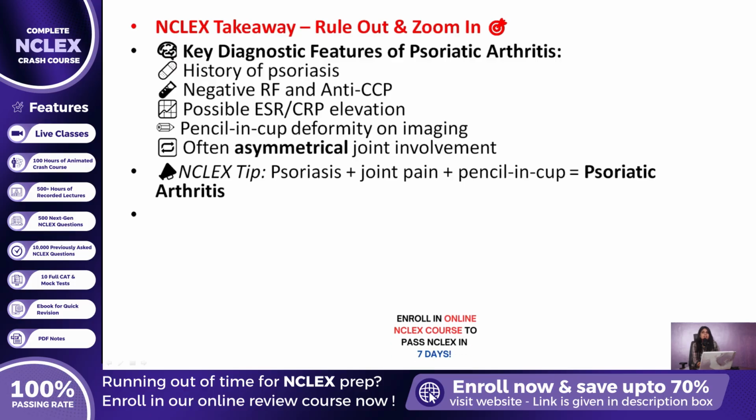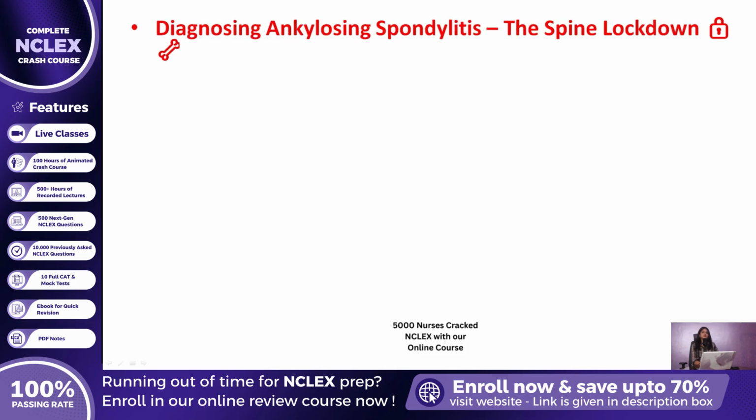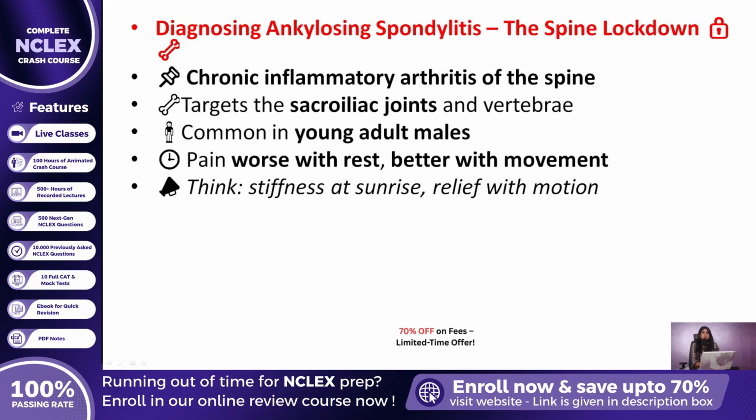All right, let us talk about a condition that quite literally locks up the spine: ankylosing spondylitis, the spinal signature you absolutely need to recognize. Now, imagine this. A young adult walks into your clinic and says, "Every morning, my lower back feels so stiff I can barely move. But after I start walking around, it gets better." That right there is your first major clue. Ankylosing spondylitis primarily affects the spine and the sacroiliac joints.